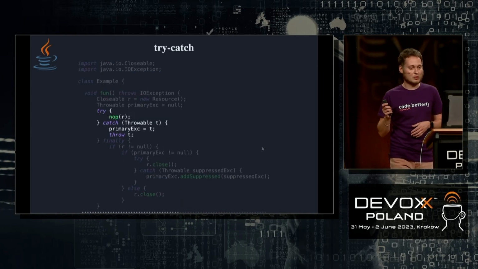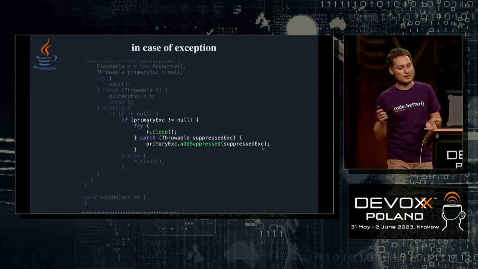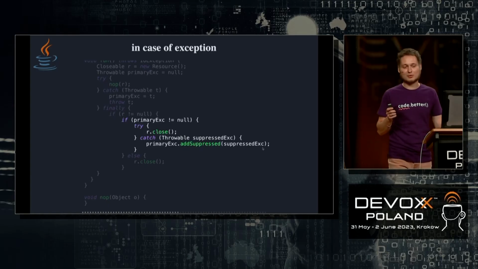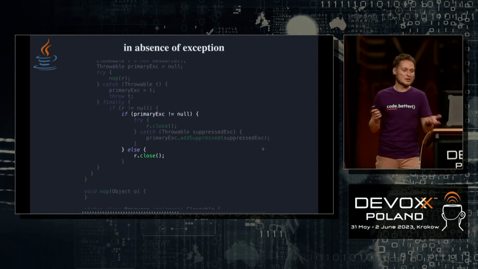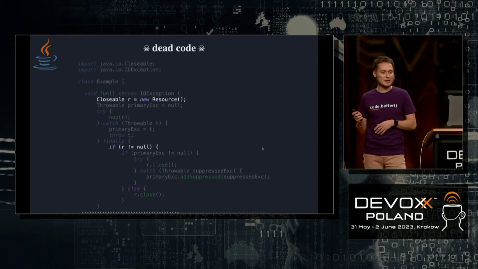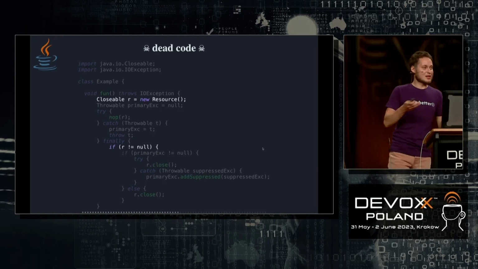So let's look at what is in there. There is try catch, there is finally. In case of exception, we have to close the resource. If while closing the resource we got another exception, we should attach one to the other. In absence of exception, we just close the resource and let the exception propagate. Bam! There are some null checks.